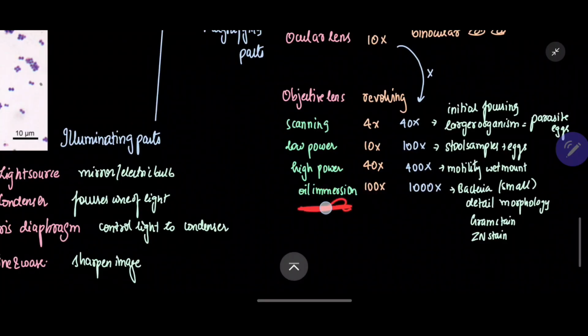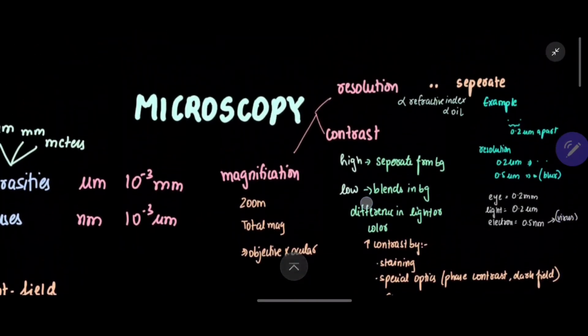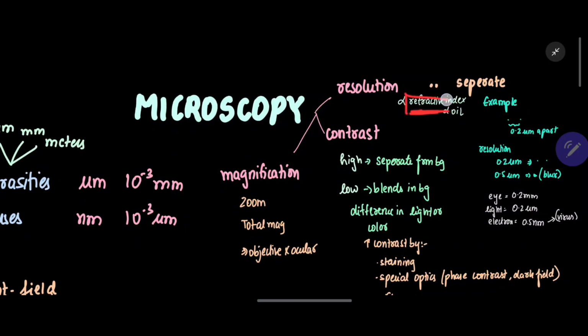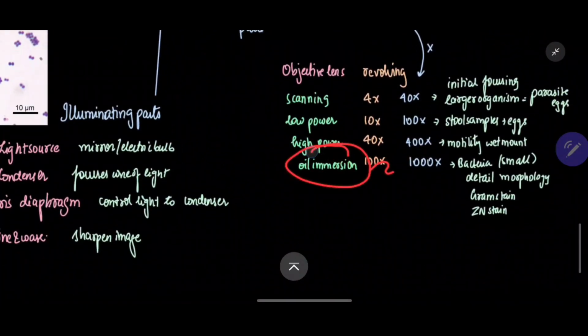Next is your oil immersion. Like I said, in resolution, your oil has a high refractive index. The more the refractive index, the more the resolution. What was resolution? The ability to tell two things apart, two points apart. So you use your oil immersion for even smaller things like bacteria.